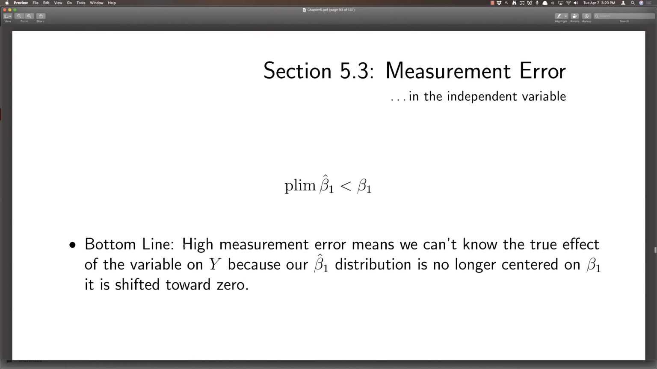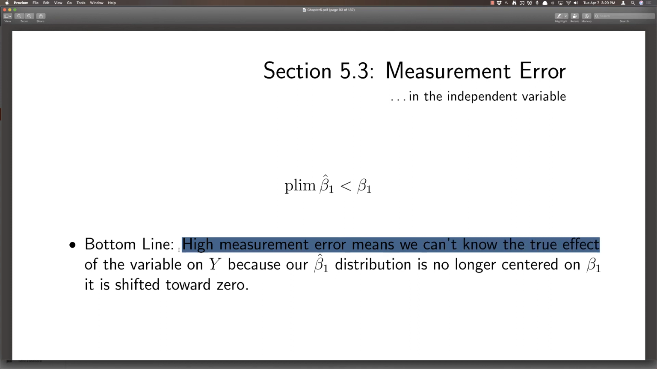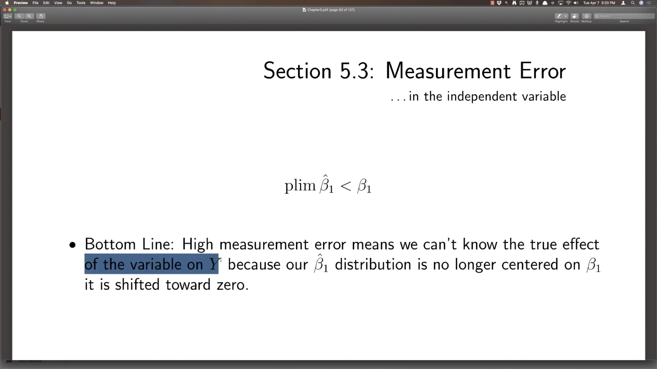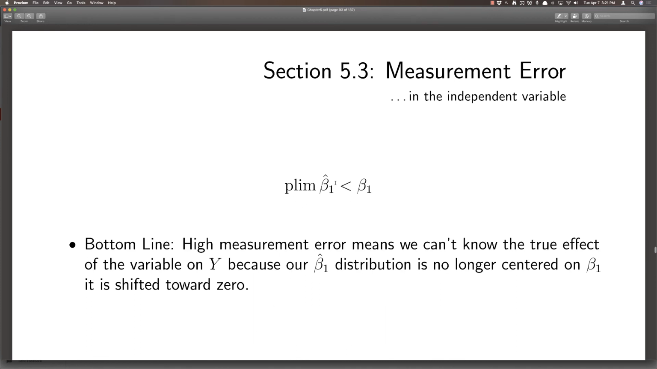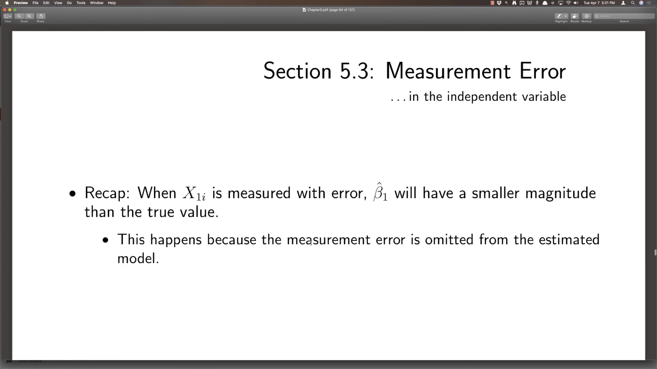So the bottom line is high measurement error means we can't know the true effect of the variable x1 star on y because our beta 1 hat distribution is no longer centered on beta 1. The probability limit of beta 1 hat is not beta 1. That's one of the things it means to be unbiased. We called it consistency, all right? So now we have an inconsistent measure of beta 1, all right? Beta 1 hat is biased, and it's going to be shifted toward 0. It's going to be attenuated.